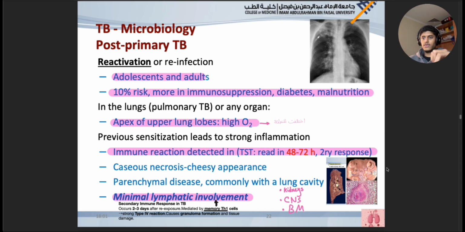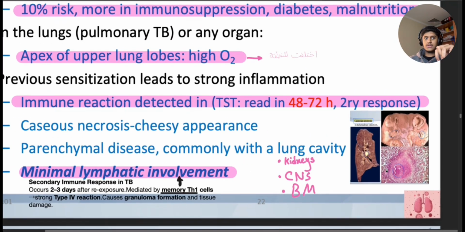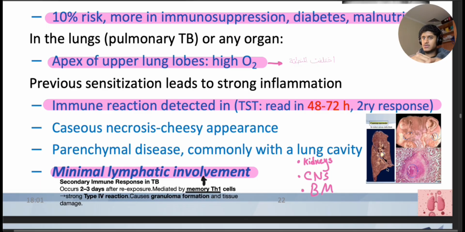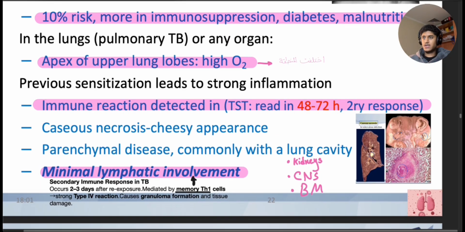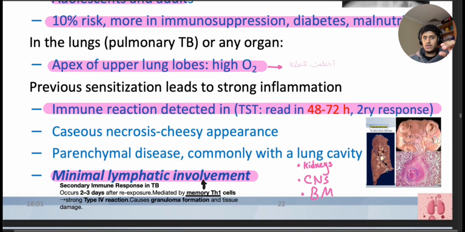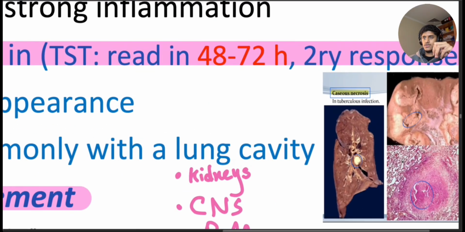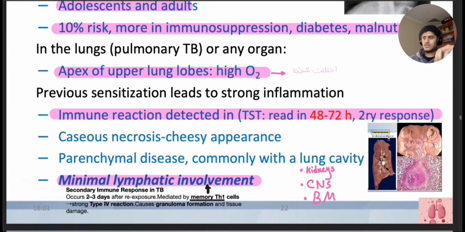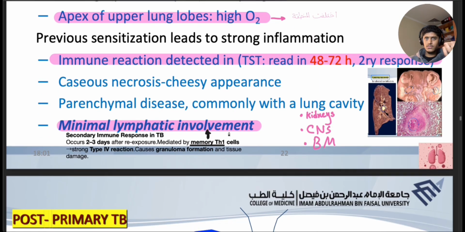And this strong inflammation, as we can see here, causes parenchymal disease, commonly with the lung cavities especially, and even multi-organ failure in really severe cases. And the disease necrosis or cheesy-like appearance, as we can see here in tuberculosis. We took it, I believe, last year.